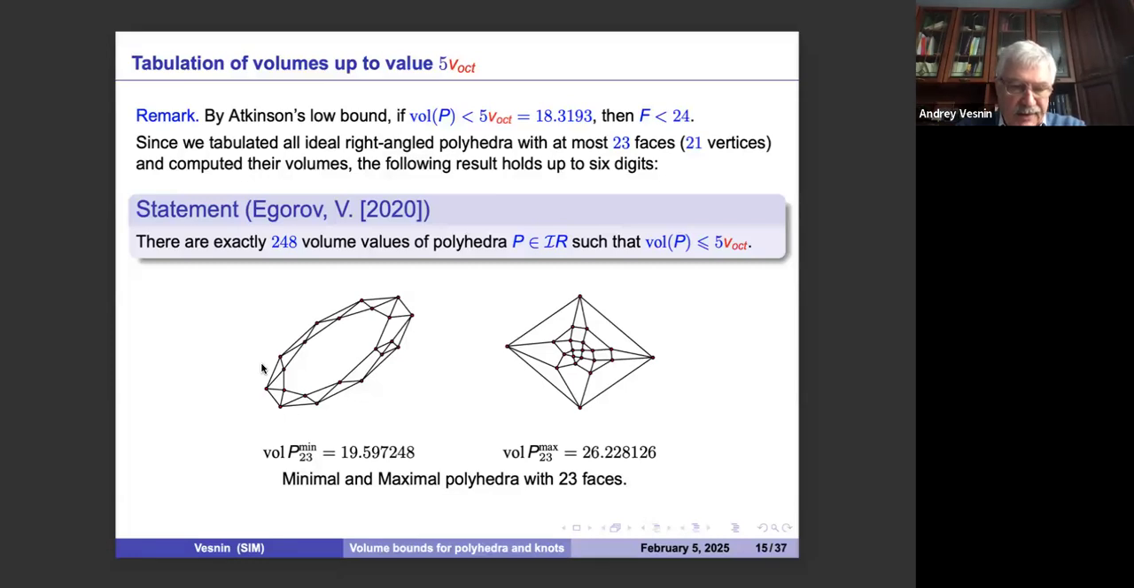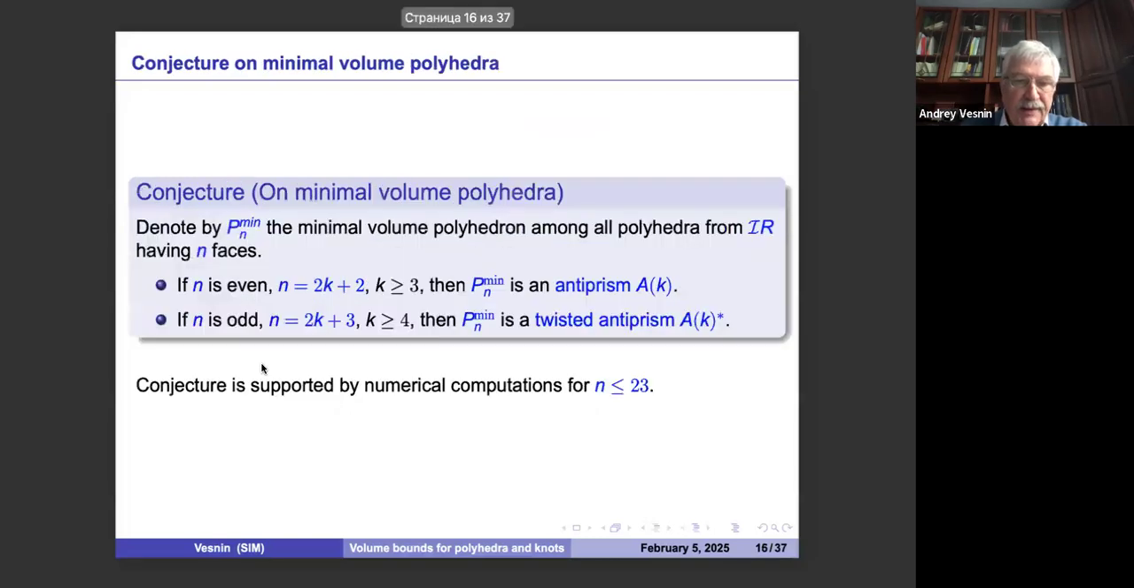And just as an example, you can see two polyhedra. One has the minimal volume among all polyhedra with 23 faces, and the other has the maximal volume. And you see both of them are bigger than 5 times the volume of the octahedron. And we have some conjectures about minimal values. These conjectures are based on numerical calculations for polyhedra with at most 23 faces.